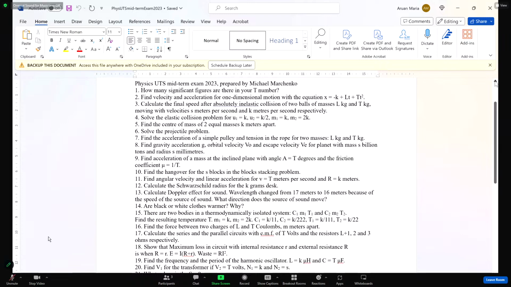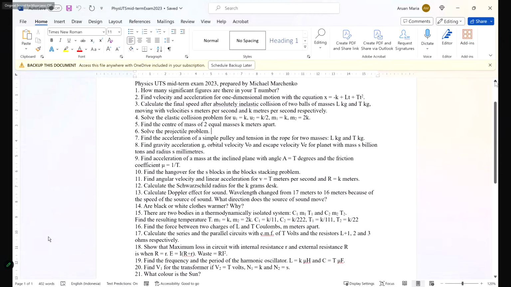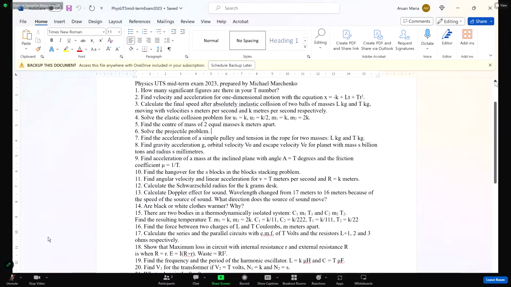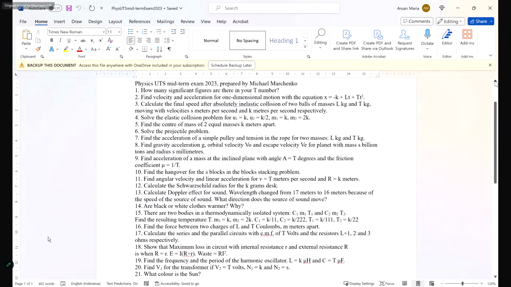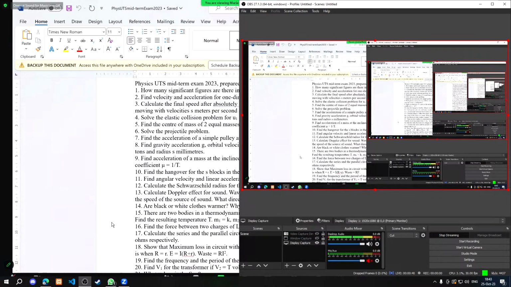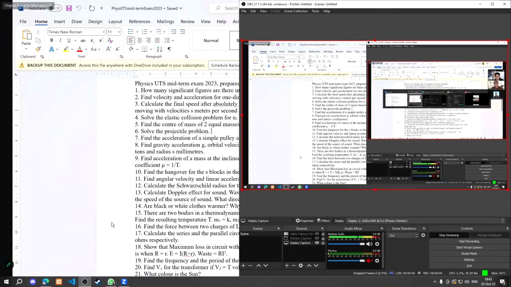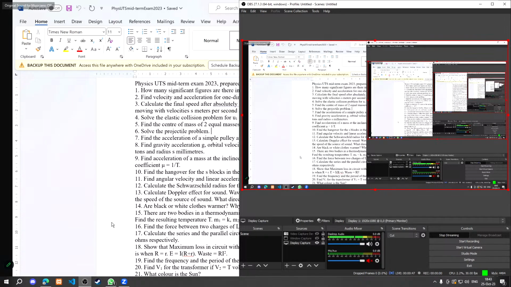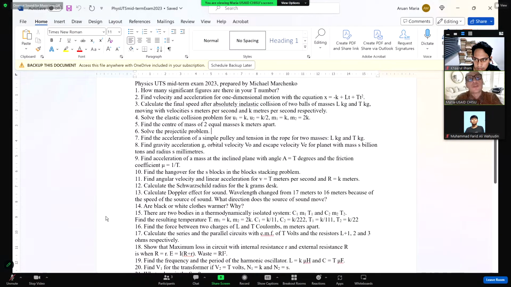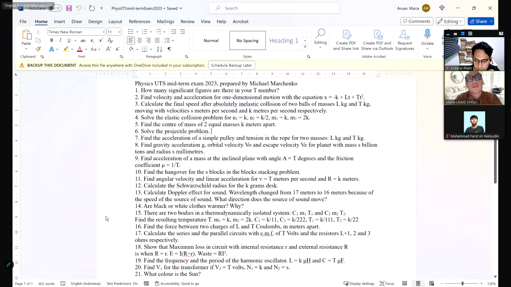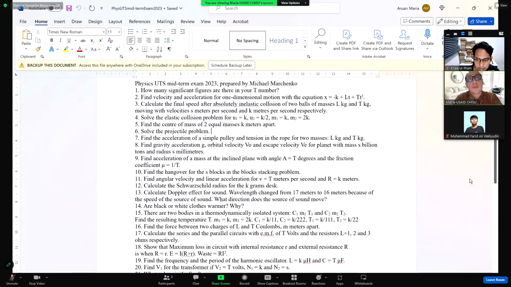Approximately 21 questions. They are all from task one. How many significant figures are there in your T number? Find velocity and acceleration for one-dimensional motion with the equation. Calculate final speed after absolutely inelastic collision. Solve the elastic collision problem. Find the center of mass. Solve the projectile problem.